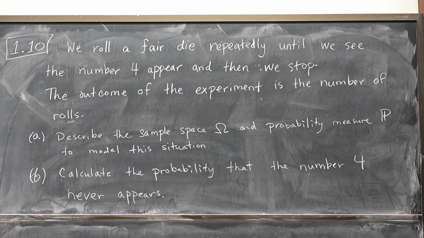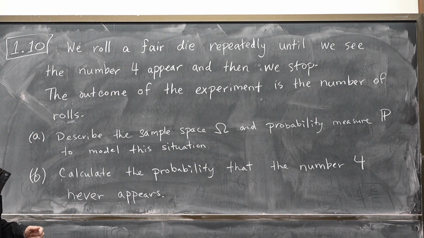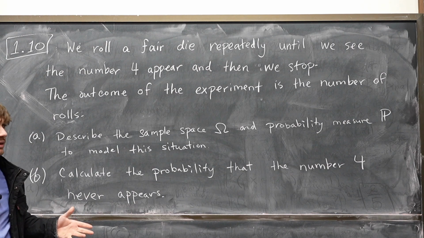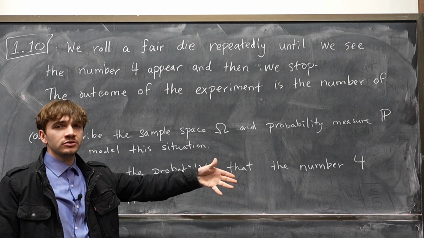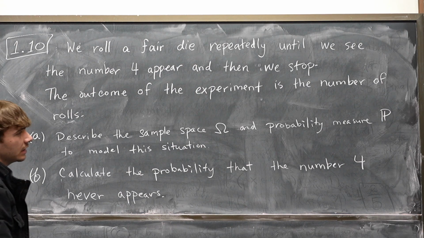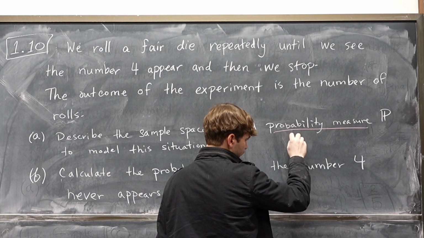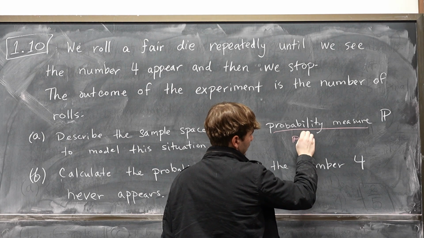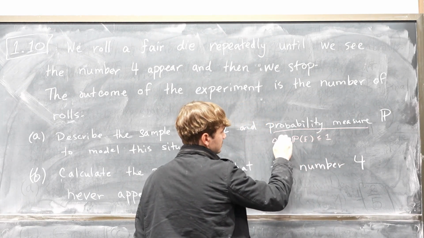Okay. All right. So for Part A, we're supposed to describe the sample space and the probability measure. Remember, the sample space is the set of possible outcomes, and the probability measure is a function from the power set of the sample space into the real numbers, which satisfies certain axioms. Namely, we want that the probability of any event E is between 0 and 1.